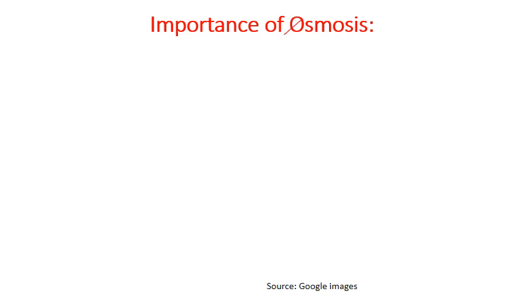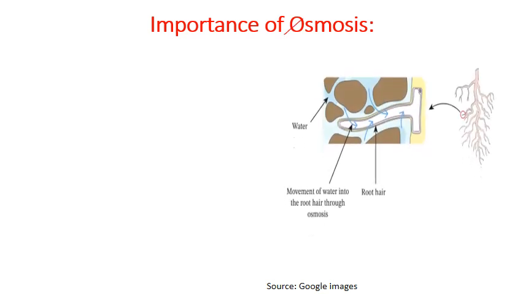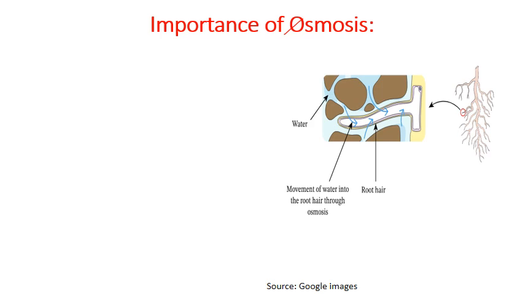Next comes the importance of osmosis in plants. Firstly, water is absorbed into the root hairs by this process, that is osmosis. As we can see in this animated photograph, water is present in the soil between the soil particles, and in this root hair there is a high concentration of solute as compared to the soil water. So water will enter inside this root hair, and after entering into the root hair it passes through different types of cells, like cells of epidermis, then cortical cells, and finally reaches the endodermal cells.